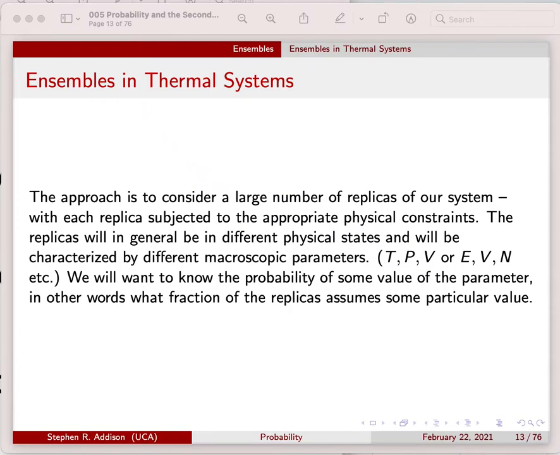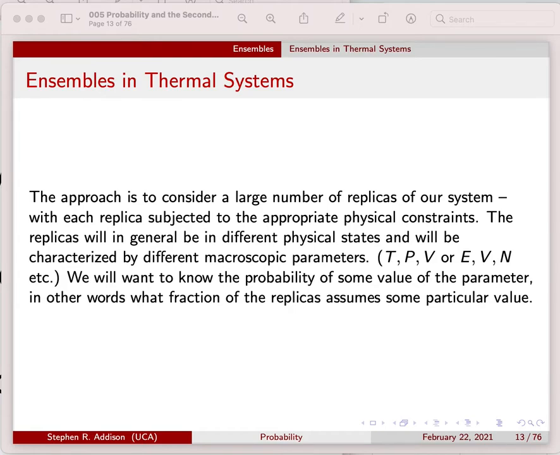Thermophysics class, continuing from yesterday, we're going to be introducing the idea of the microcanonical ensemble. I'm going to go through several of the slides in the slide deck, but I'm not going to read everything to you. I'm just going to hit the high points and focus on what you should be focusing on as you read them through. The basic idea, though, is we consider a large number of replicas of our system.